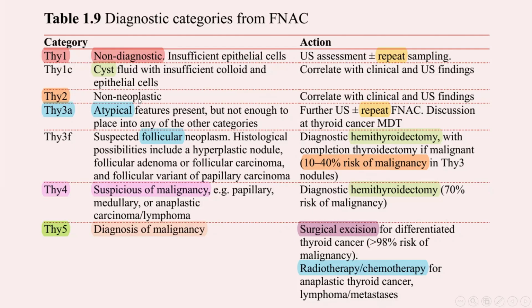In Cy2, this is a benign, and here they mentioned that we should correlate with the clinical and ultrasonographic findings. In this situation, we can go just to no follow-up and reassurance, and in another situation, we should repeat fine needle aspiration cytology, like Cy1 or Cy3A, which is atypia. In this situation, we should repeat cytology.